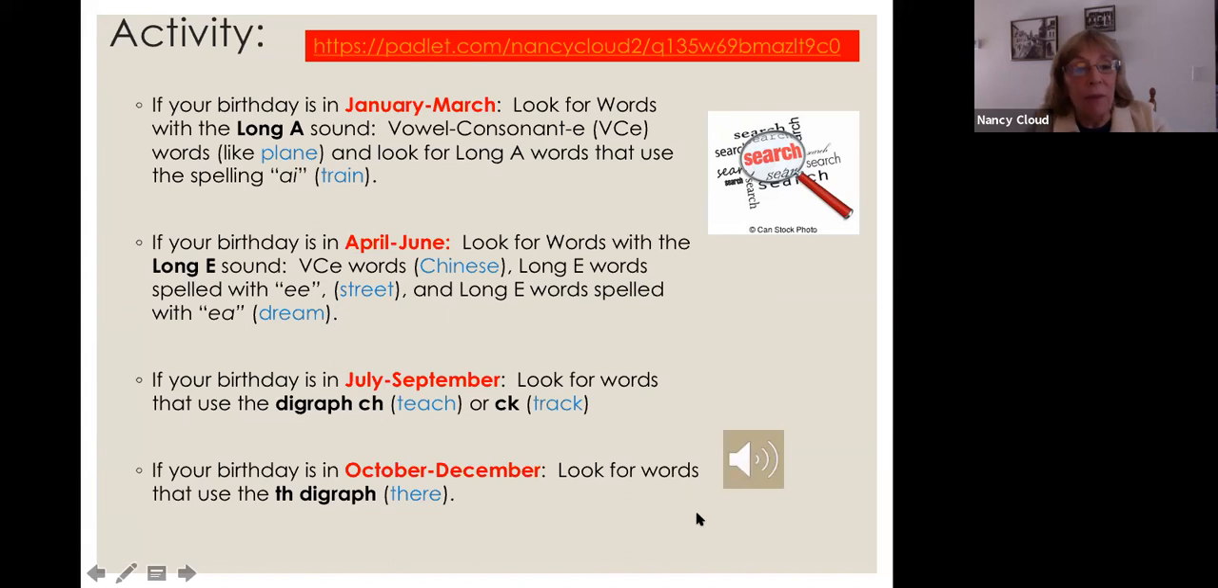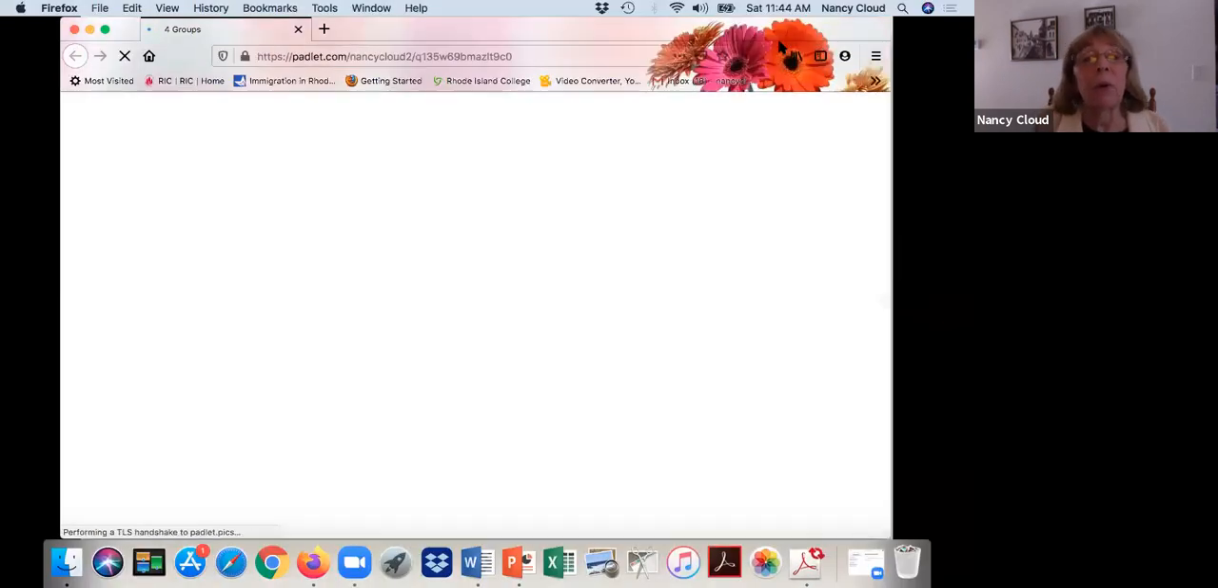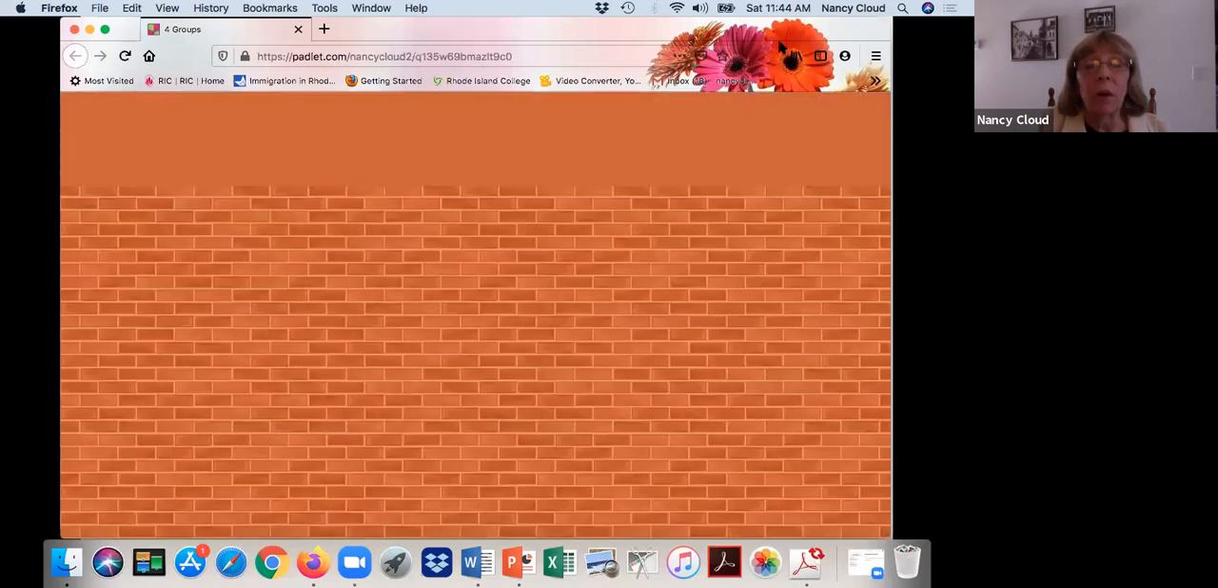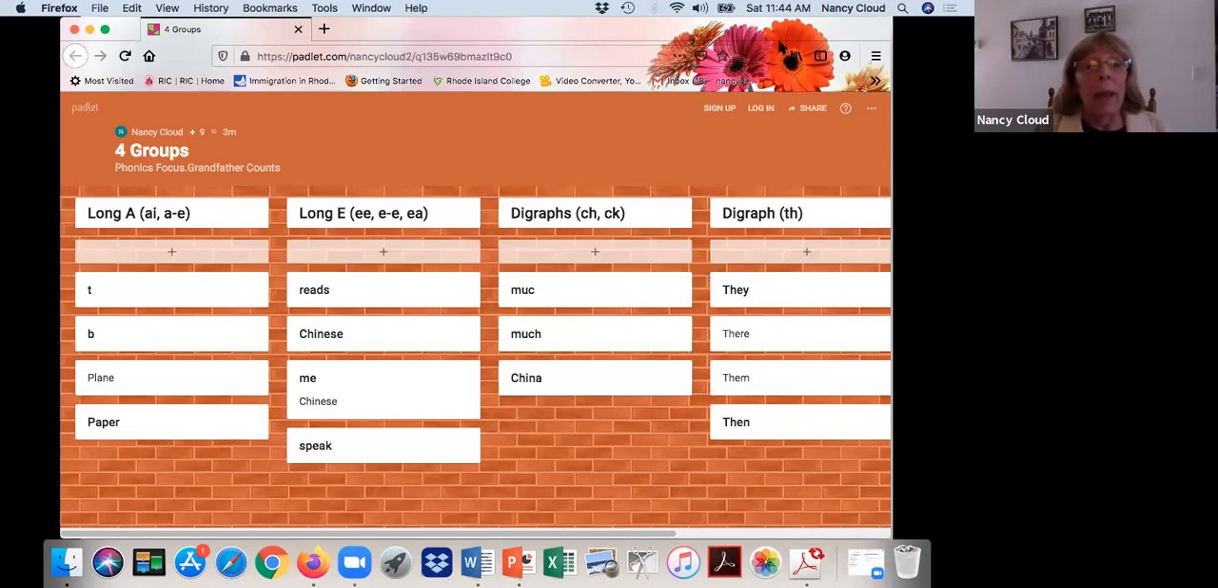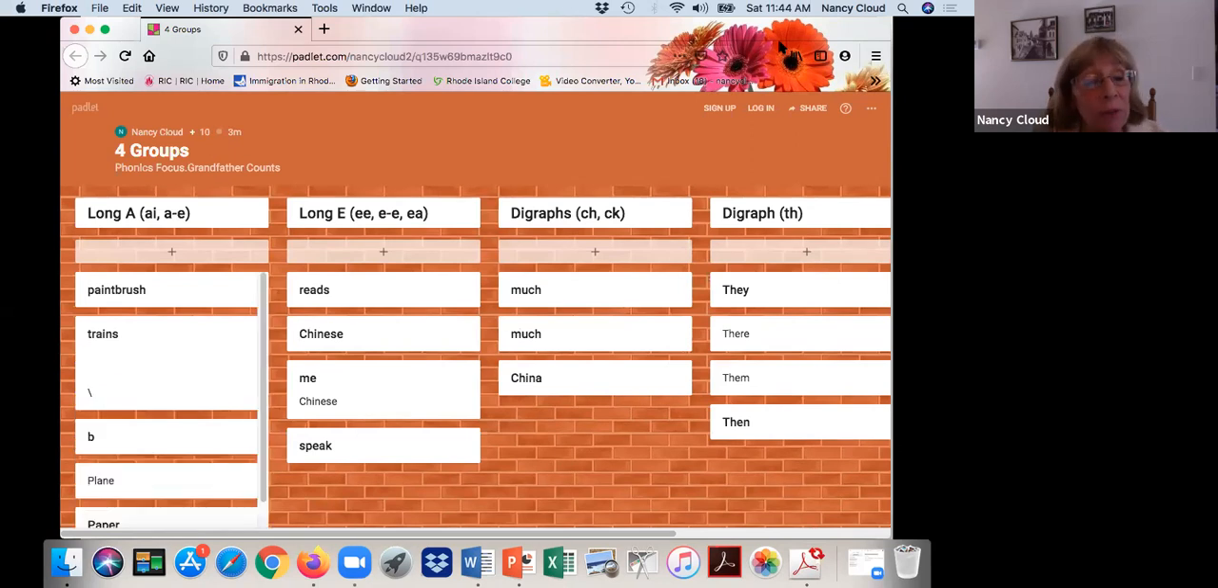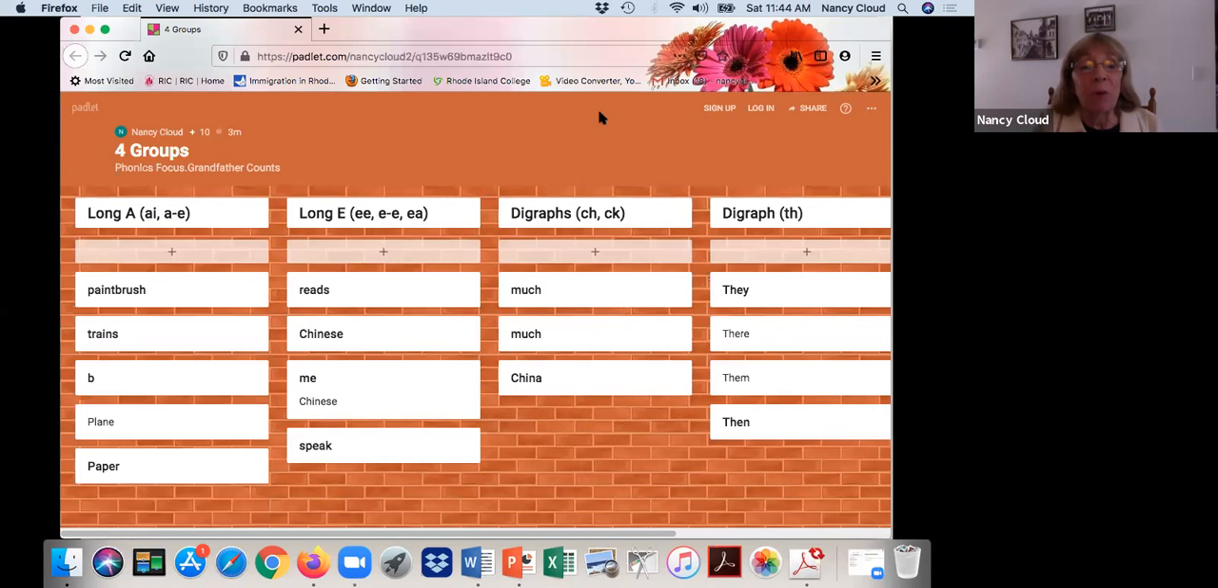Okay, so even if you're not finished, we're going to go to the Padlet and see what words we have there. Very, very good. We have some examples in each column, plain and paper, and people are still adding words. That's great. And for the long E, you found some really good ones. I didn't give you a lot of time. Don't get frustrated with me, because we're just running out of time, and I know your time is precious.